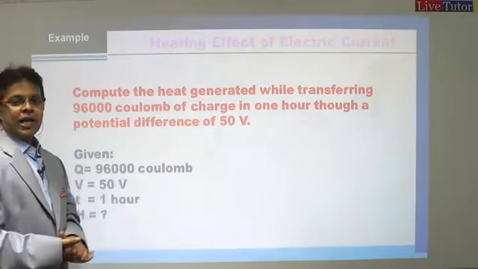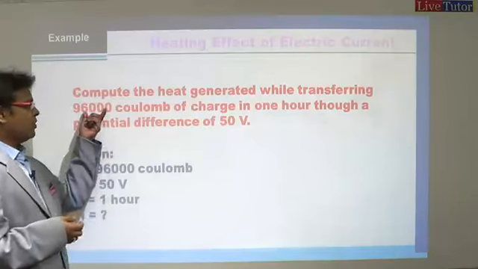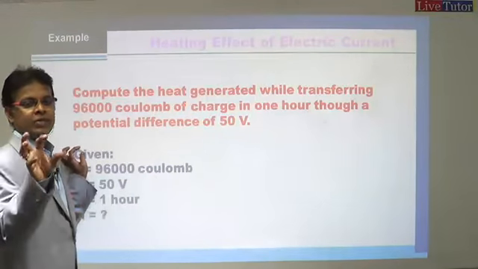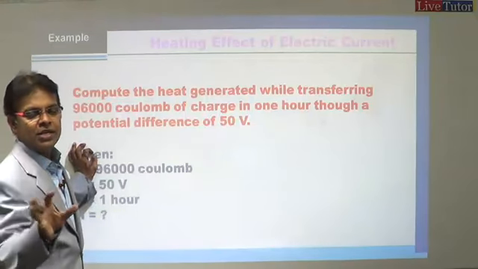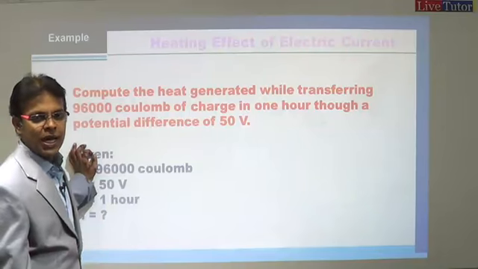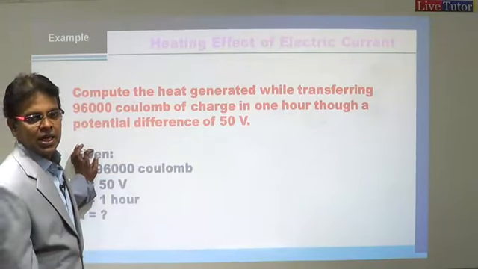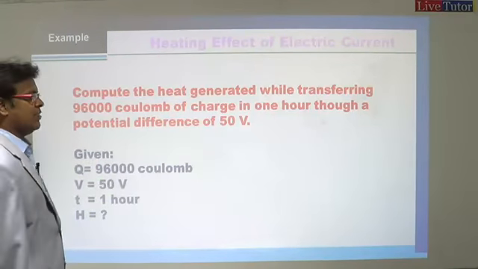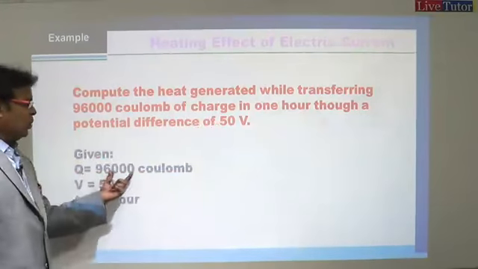Now, we are asking you to compute the heat energy generated while transferring this much Coulomb of charge in 1 hour through a potential difference of 50 volts. So, we are asked to find out the heat generated. What is that? H is equal to I square RT, we have to find out. In that I square RT, what do we have? We have got only coulombs of charge. Charge is given and V is given. V is 50 volts.